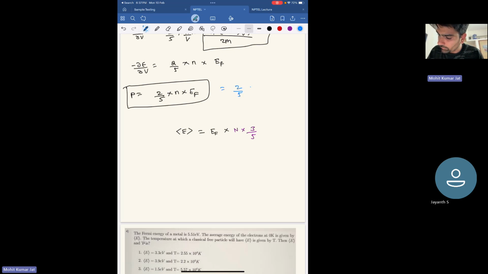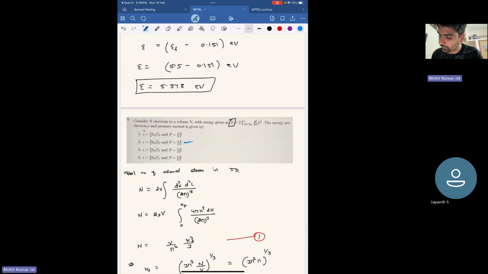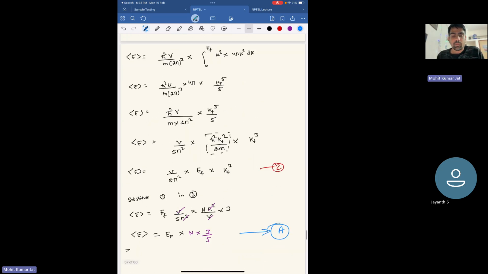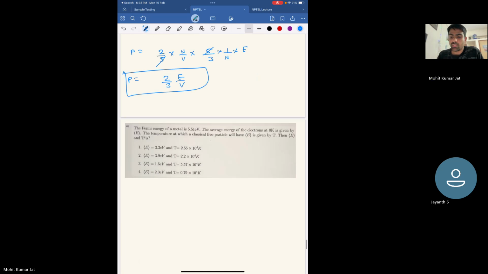It is nothing but 2 by 5 n by V times EF. Let's substitute the EF here. So if I substitute for EF, 5 by 3 times 1 by n times E, that will give me 5 cancels, 2 by 3 E by V. Let's just see whether this is the option. 2 by 3 E by V. So this is the option. That's the solution for question number 3. If any question or doubt, you can ask me. If not, we can go ahead.